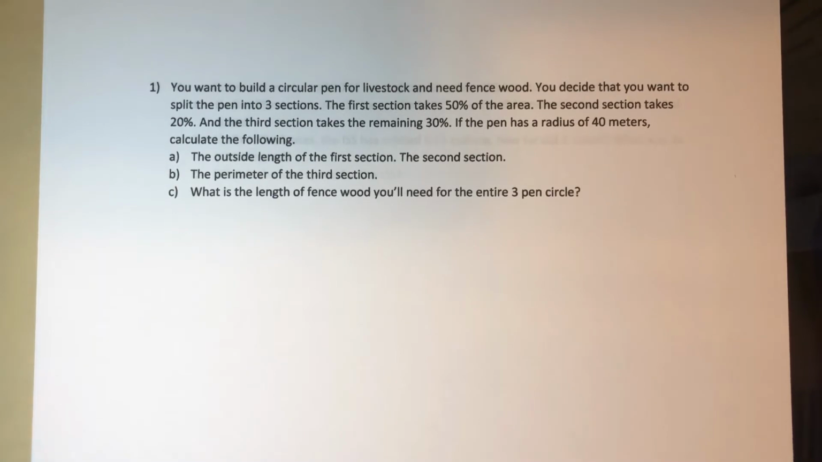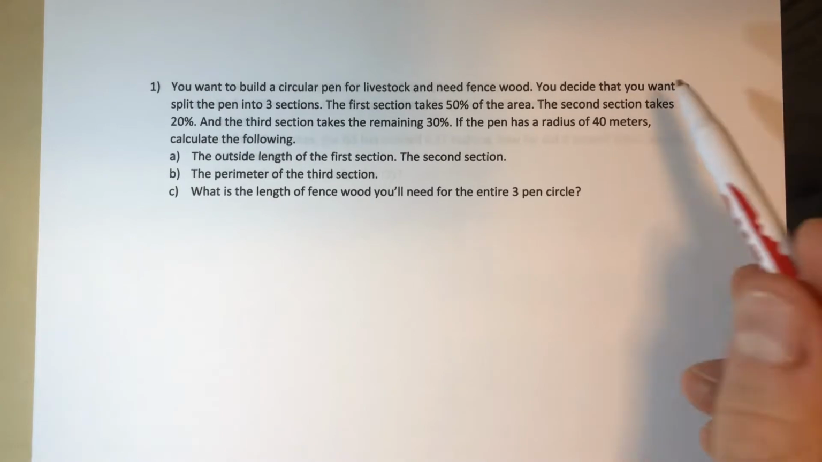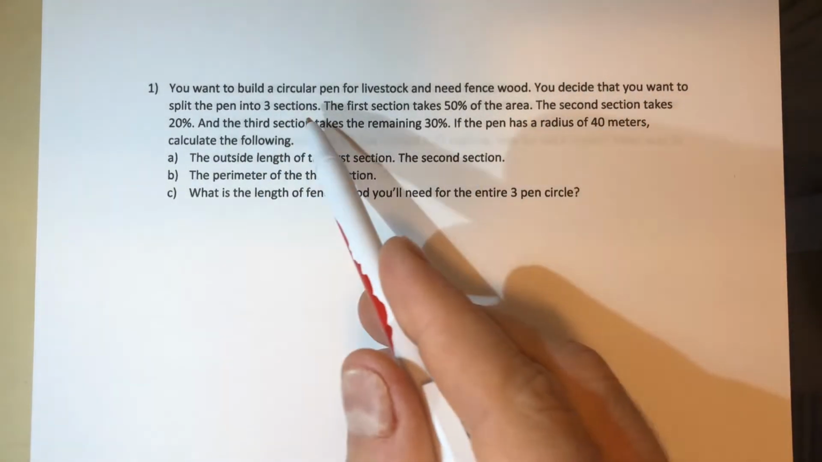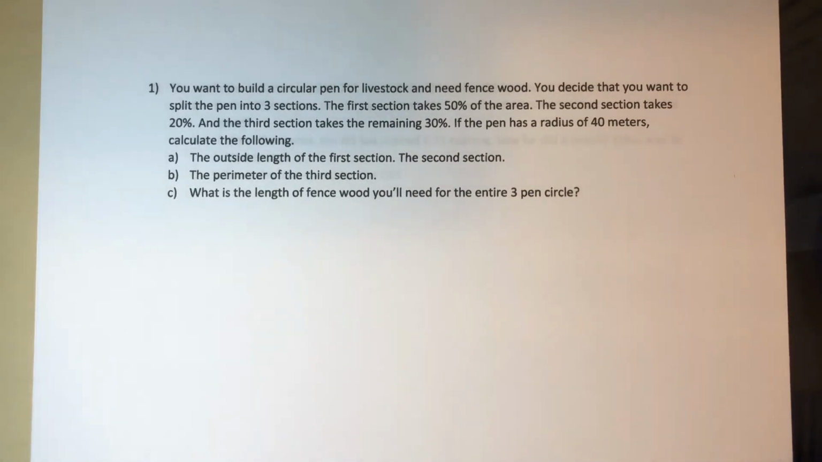Okay, so I've created two problems on which we're going to have to use this idea. The first one, it looks like we're going to build a circular pen for livestock and we need fence wood. You decide that you want to split the pen into three sections. The first section takes 50% of the area. The second section takes 20%, and the third section takes 30%. If the pen has a radius of 40 meters, calculate the following: the outside length of the first section, the outside length of the second section, the perimeter of the third section, and what is the length of fence wood you'll need for the entire 3-pen circle.